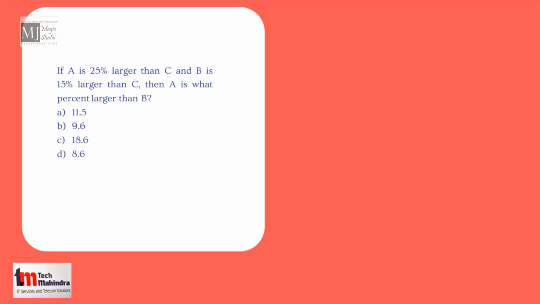If A is 25% larger than C, we have A and C, and A is 25% larger than C. If I take C as 100, A should be 125, that is 25% more than 100. And B is 15% larger than C. So B would be 115. Then A is what percent larger than B? Okay, so A is 10 more than B. So how much is it more than B in percentages? 10 by 115 into 100.